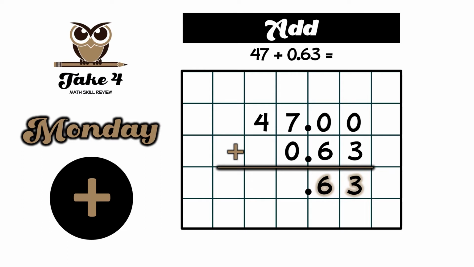7 plus 0 equals 7. And 4 plus nothing equals 4. Our answer is 47 and 63 hundredths.